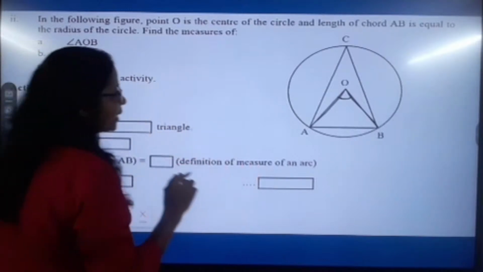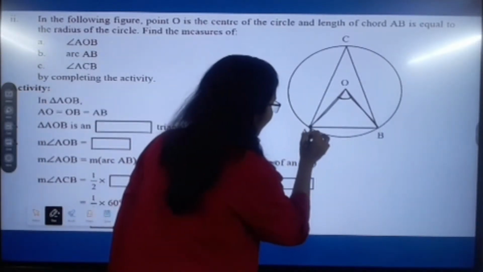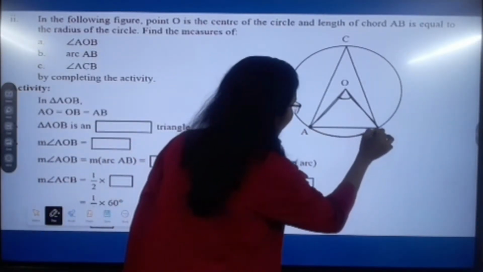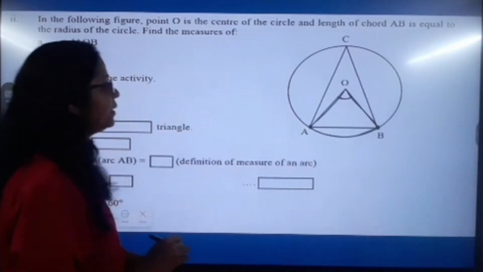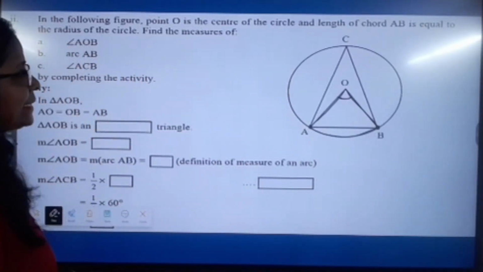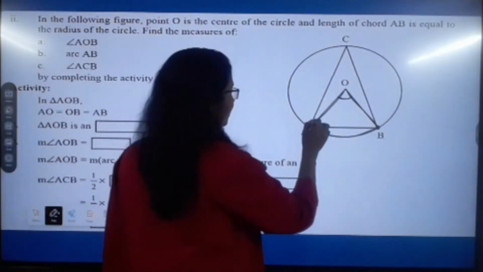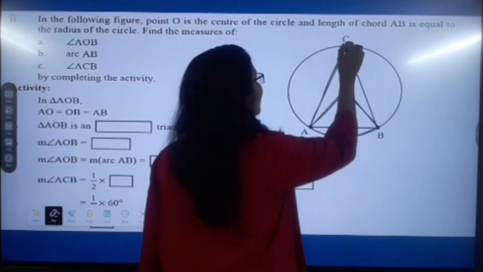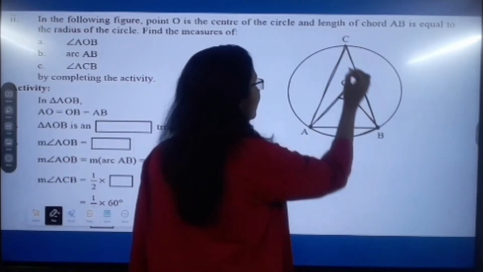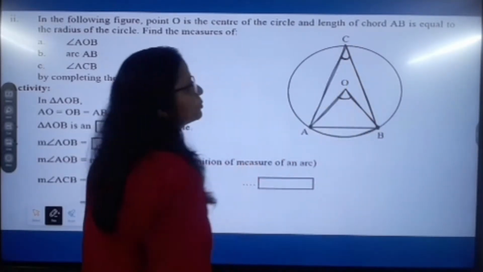And then second, arc AB. We have to calculate this arc AB. And then next, angle ACB. We have to calculate the angle ACB, that means this portion.